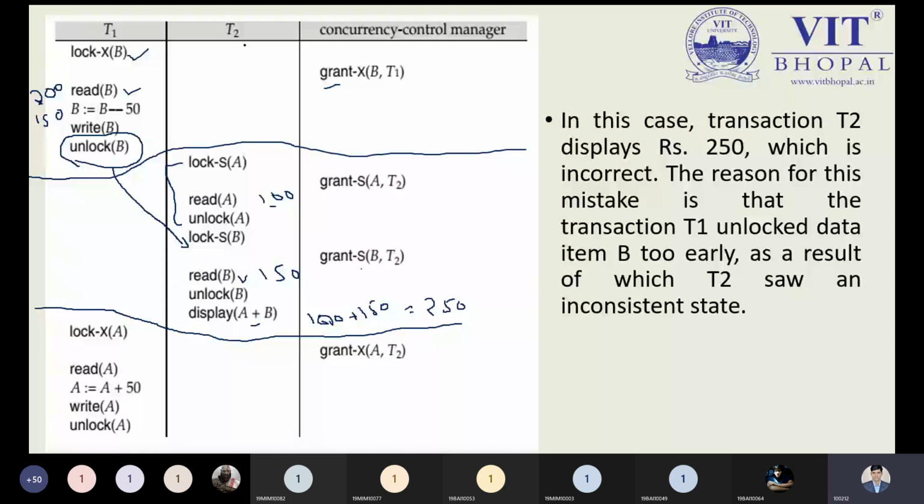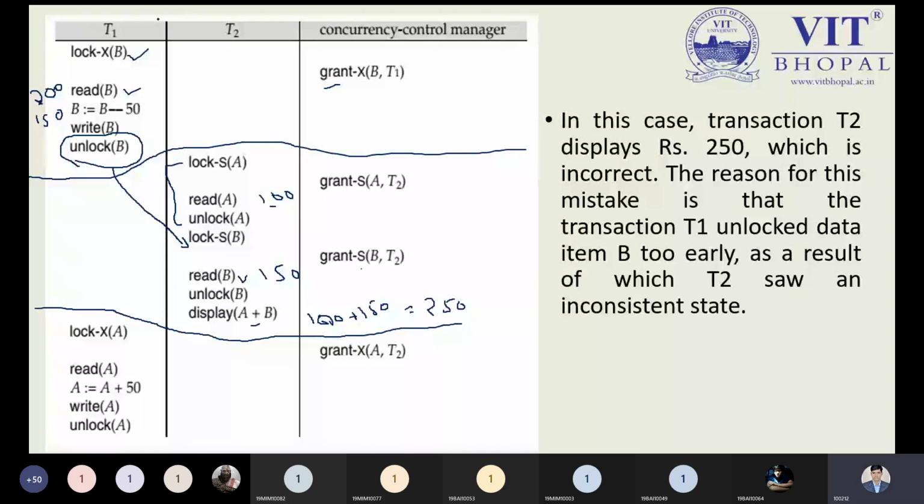So that should be 300, because we are transferring some amount from B's account to A's account. So A's account is credited and B's account is debited. So this is the point we need to keep in mind. So what is happening? This is an incorrect state. This is the incorrect answer we are getting, but it should be 300.